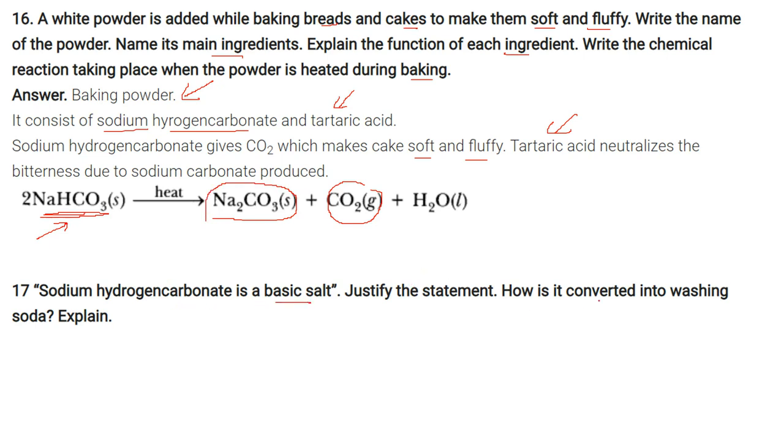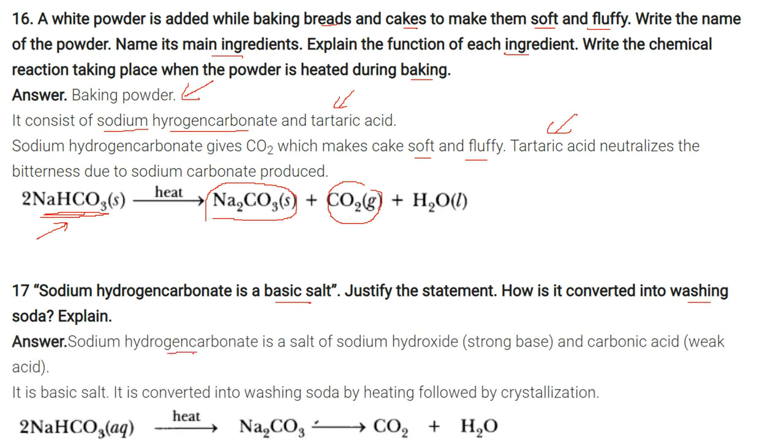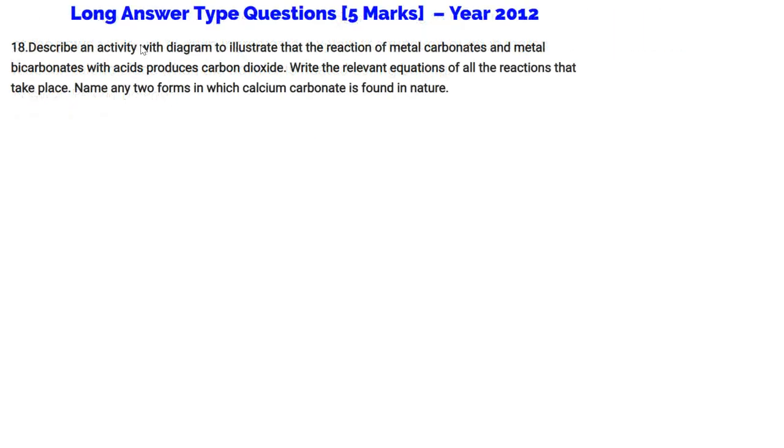Sodium hydrogen carbonate is a basic salt. Justify the statement. How is it converted into washing soda? Explain. Sodium hydrogen carbonate is a salt of sodium hydroxide, which is a strong base, and carbonic acid, which is a weak acid. So it is a basic salt, and it is converted into washing soda, Na2CO3. We heat it and then we crystallize it, and it is converted into washing soda.